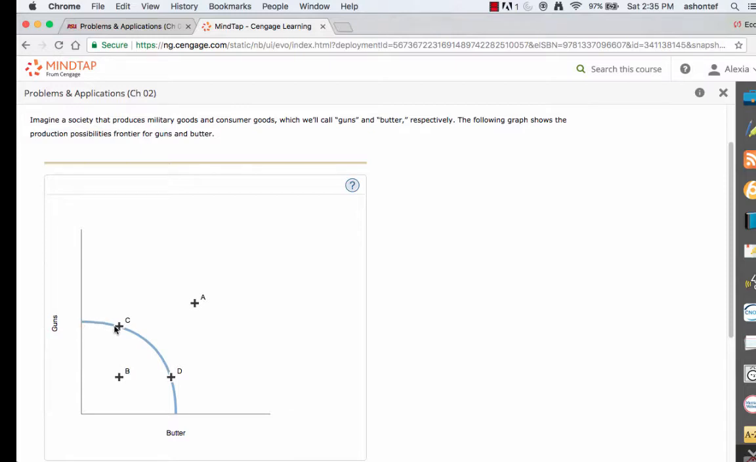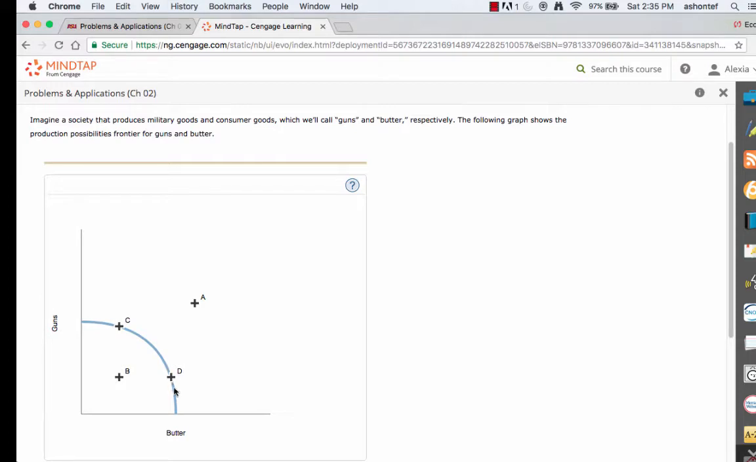So by drawing a production possibility frontier, we're basically saying, okay, in this very simplistic world, this is all we can produce with what we have at this moment in time. So A would be the impossible. It's probably where we'd like to be in the future, but we're not there because the boundary is here.